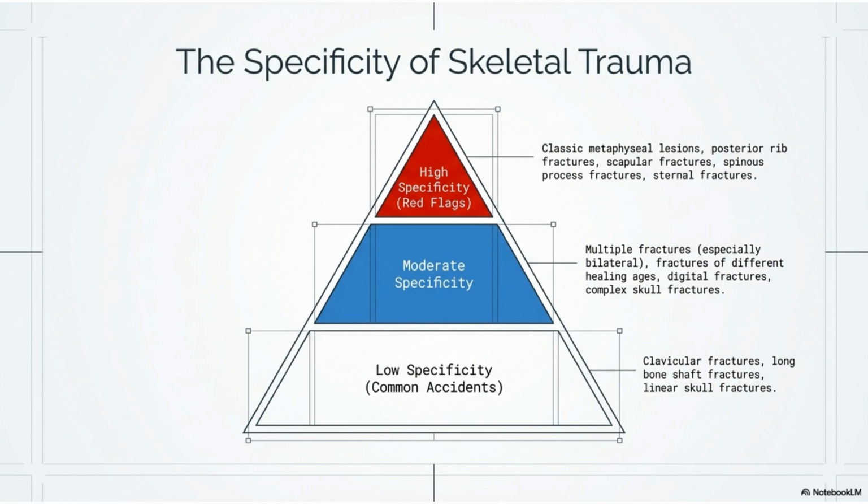Skeletal trauma specificity helps categorize injury risk. High specificity red flags include classic metaphyseal lesions and posterior rib fractures. Low specificity injuries, such as clavicular or linear skull fractures, are common accidents.